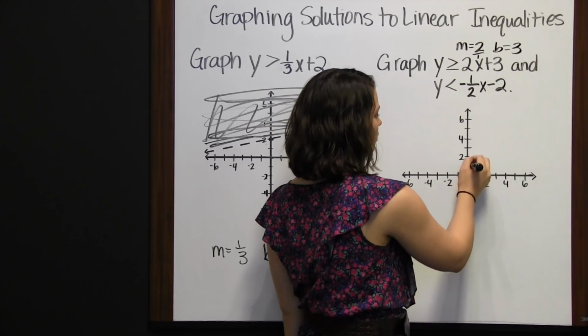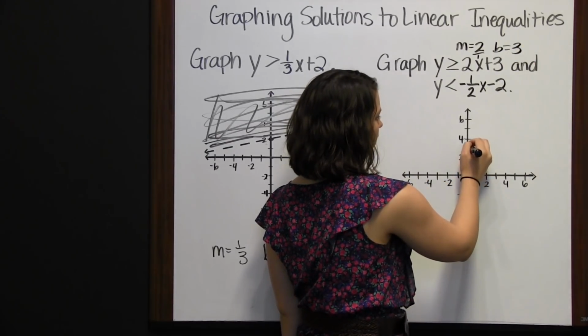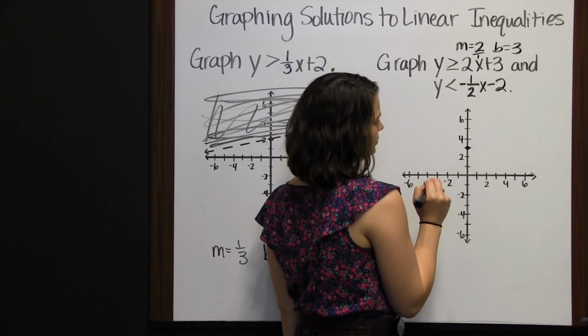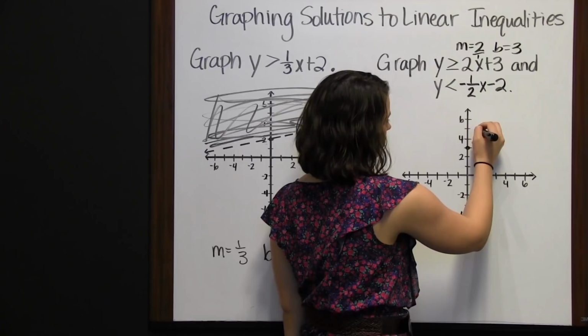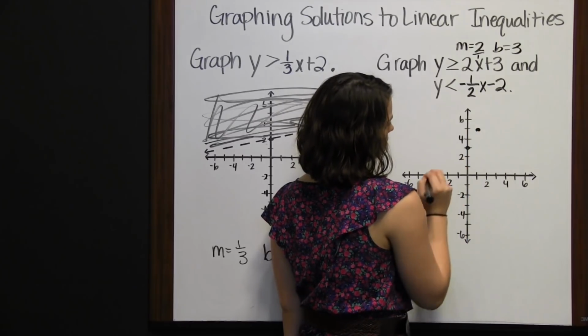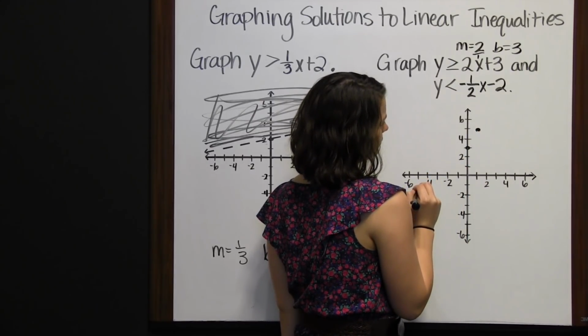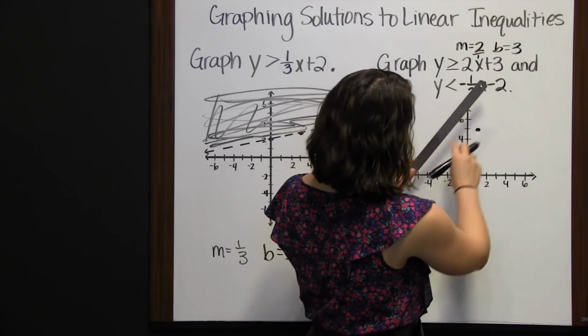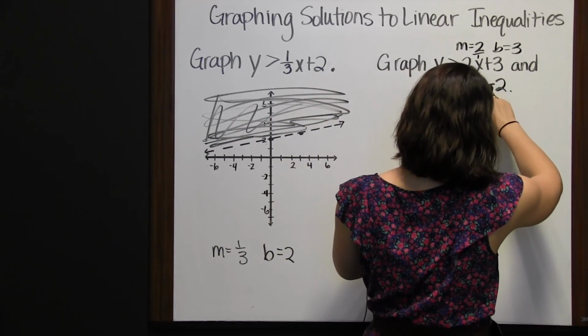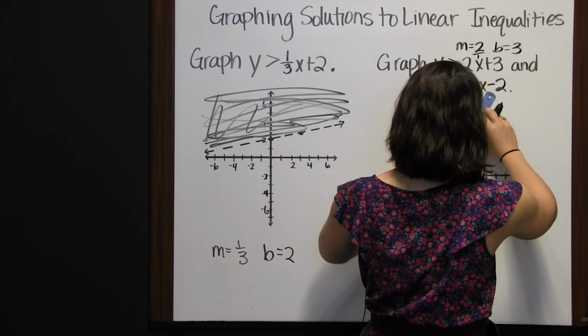So we start with 3, up 1, 2, 3. And then we use our slope, rise 2, run 1. Now we can draw our solid line through these points because, again, it's a greater than or equal to.